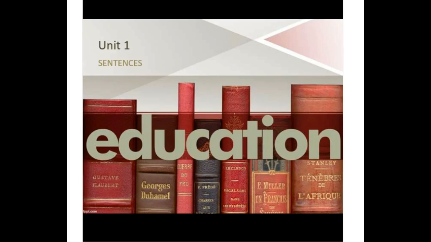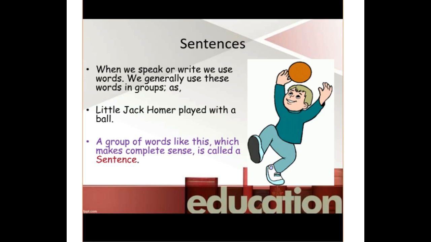TESOL Unit 1, Sentences. When we speak or write, we use words. We generally use these words in groups, as in "Little Jack Horner played with a ball." A group of words like this which makes complete sense is called a sentence.